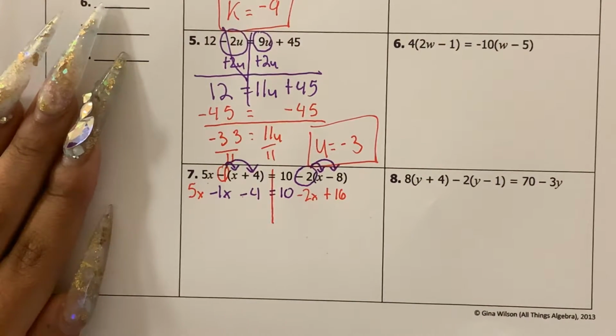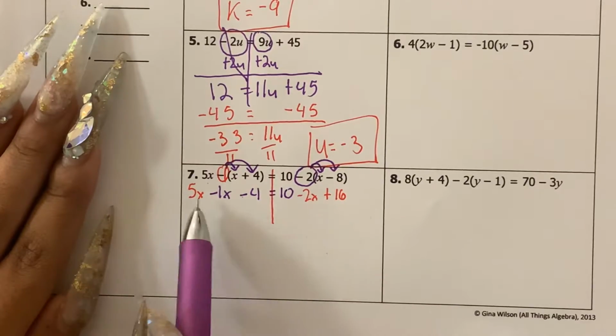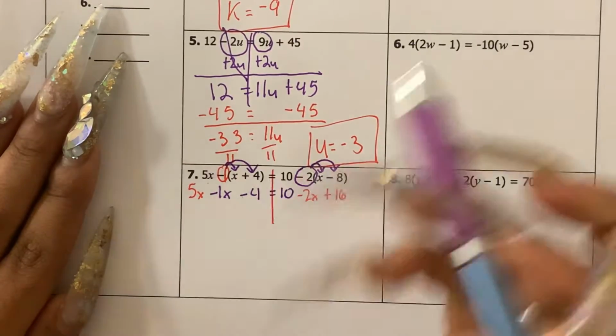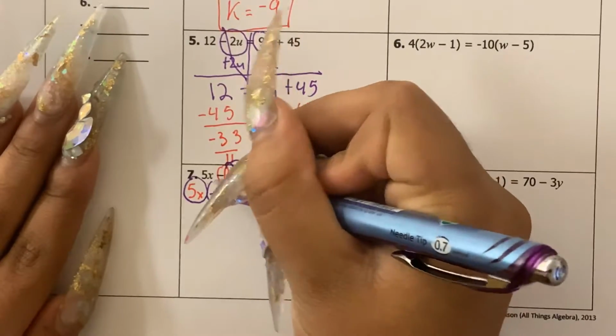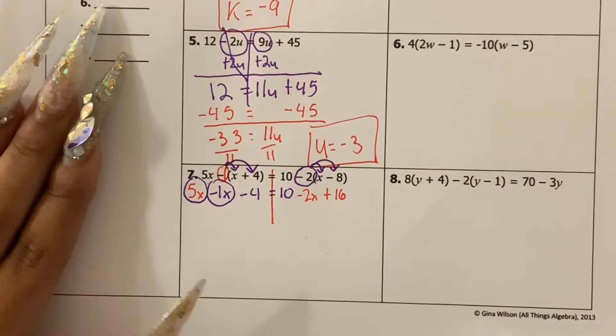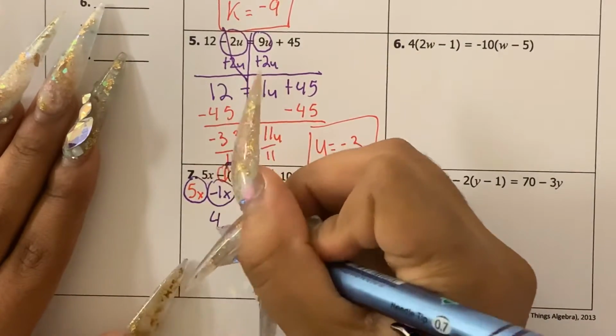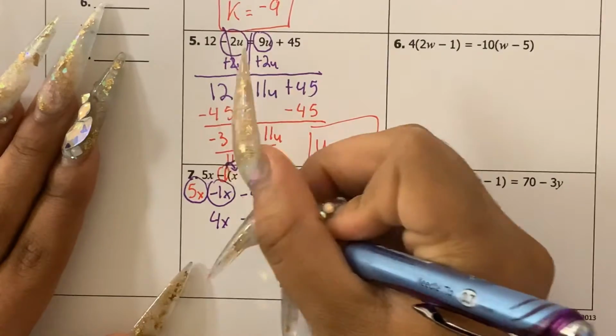Okay, step 2, simplify each side. Look at the left side. Is there something that can be combined? 5x and negative 1x. Combine those two. 5 minus 1 is 4. So 4x minus 4.